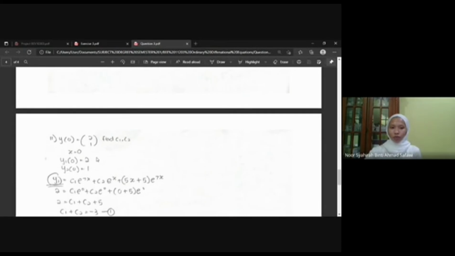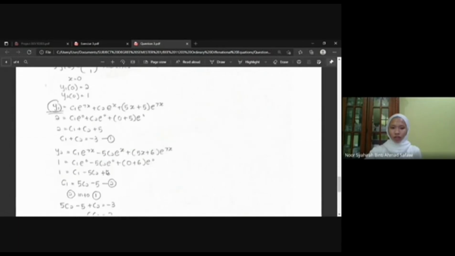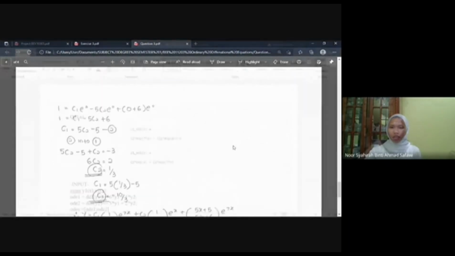And for P2, I find the value when we substitute y0 equals 2, so I get the answer y equals negative 10/3 e^(7x) plus 1/3 e^(-5x) plus 5x plus 6 e^(7x), and that's all.